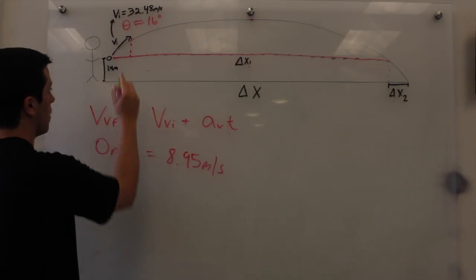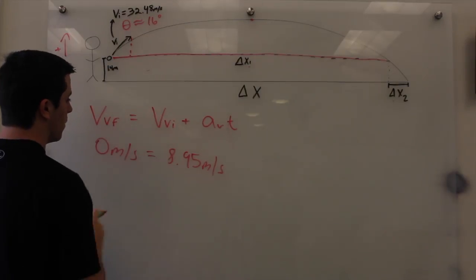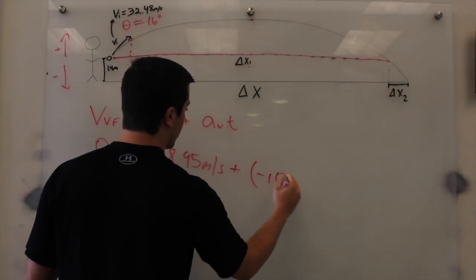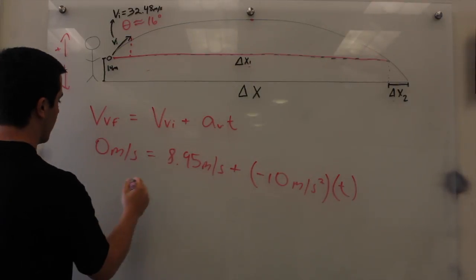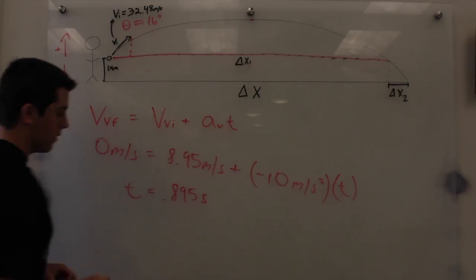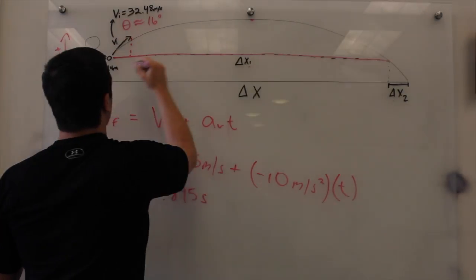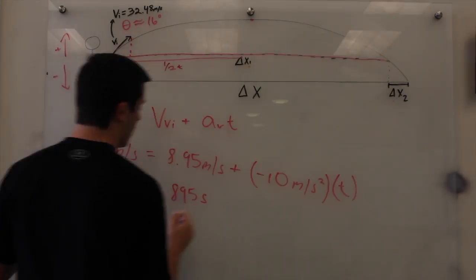So we're plugging in our initial vertical velocity of 8.95 meters per second, and we're going to set our positive and negative directions so we can use gravity correctly. We're going to multiply the acceleration due to gravity times time, and solving for time we end up with just under 0.9 seconds. We need to double that because it's a symmetric parabolic arc in order to get the total time. Doing that, we get just under 1.8 seconds.